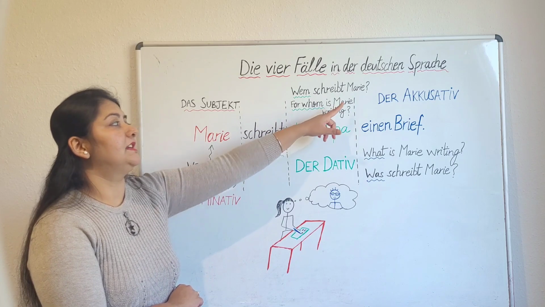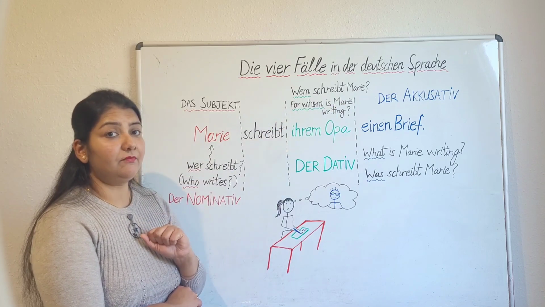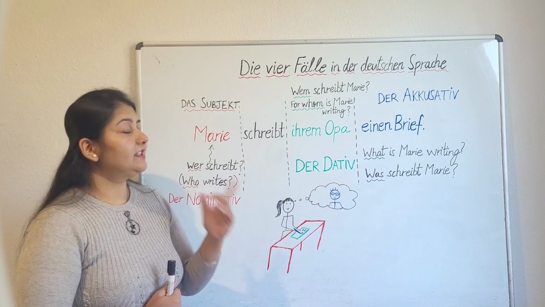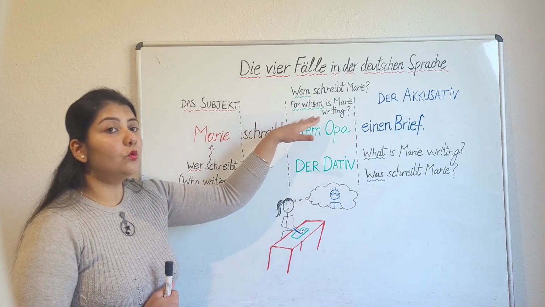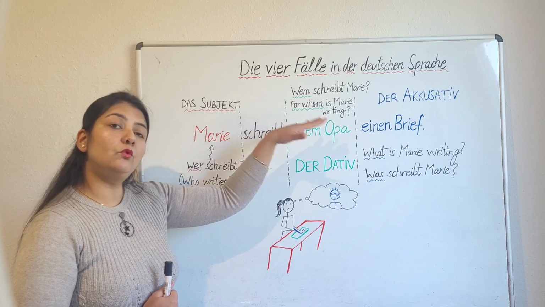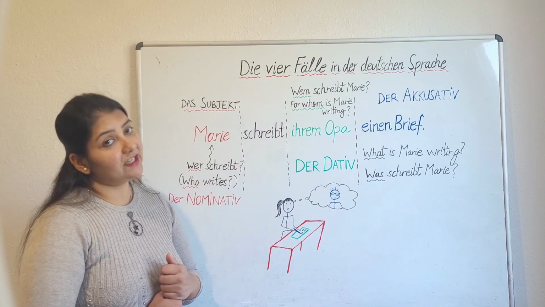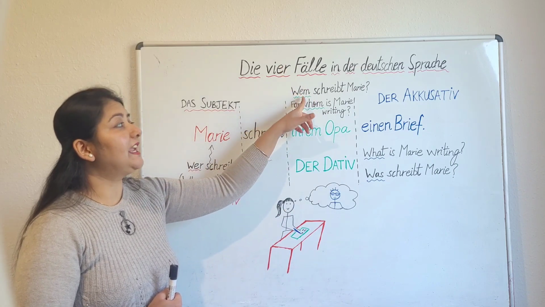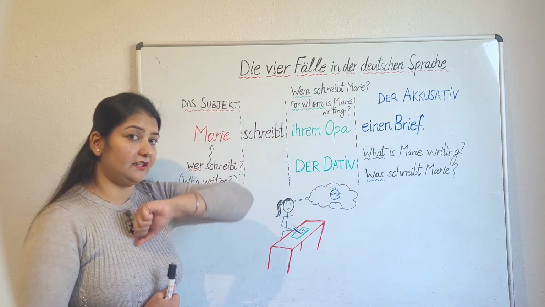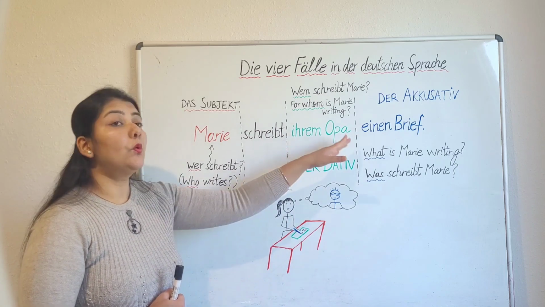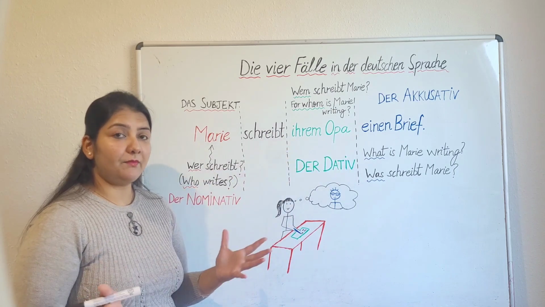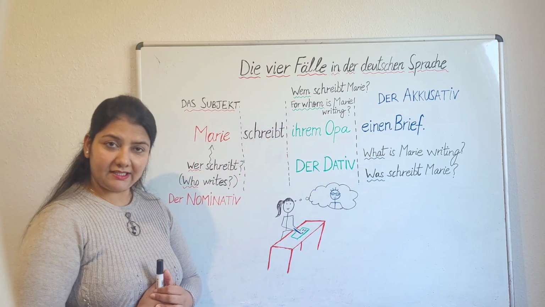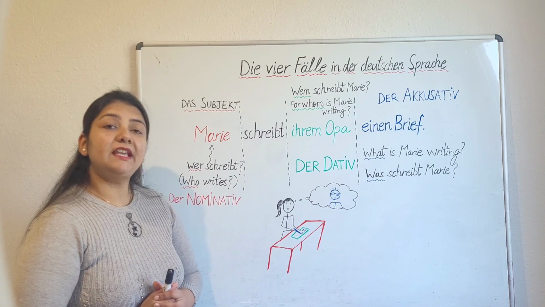For whom is Mary writing a letter? For whom is the action being done? And the answer to for whom the action is being done is most of the times the dative case, right? Or you ask, wem schreibt Marie einen Brief? Ihrem Opa, right?